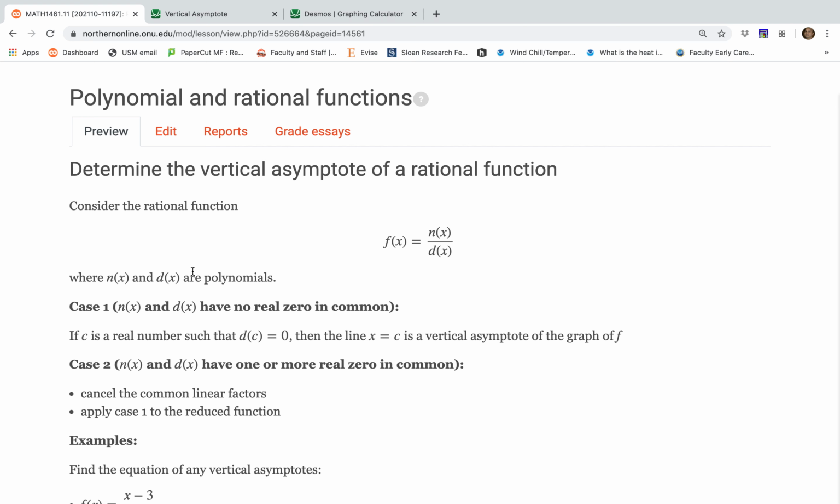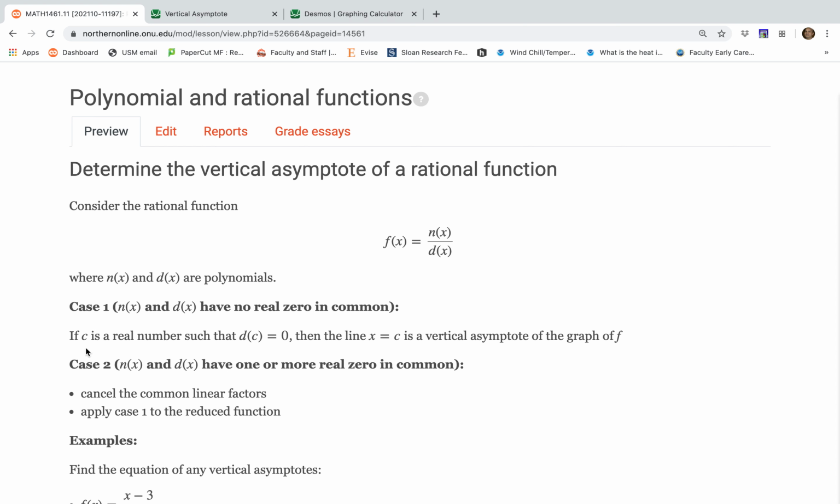So how do you find the vertical asymptote for this rational function? What we do here is, first of all, we try to see if they have some real zeros in common. If they don't have any real zeros in common, all you have to do is look into the denominator and see if the denominator is equal to 0 at some location. Whatever the vertical line corresponding to that location is, that is said to be a vertical asymptote.